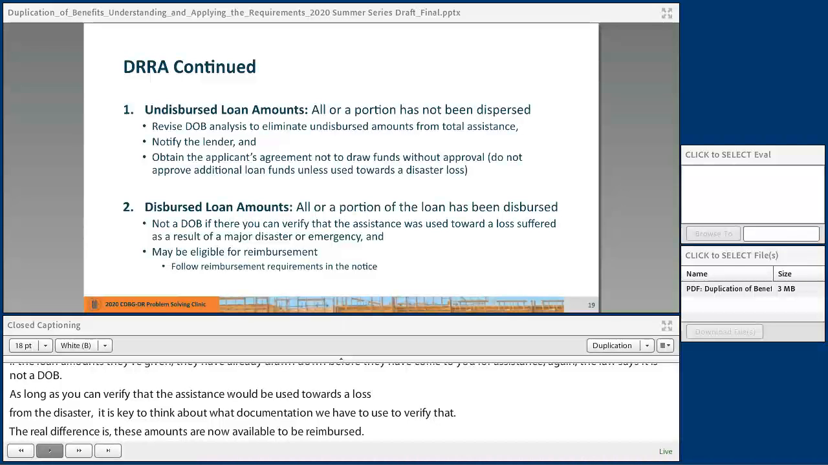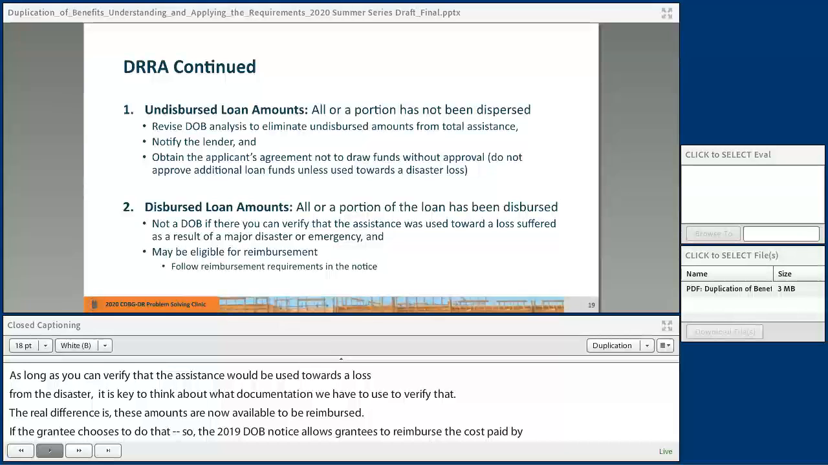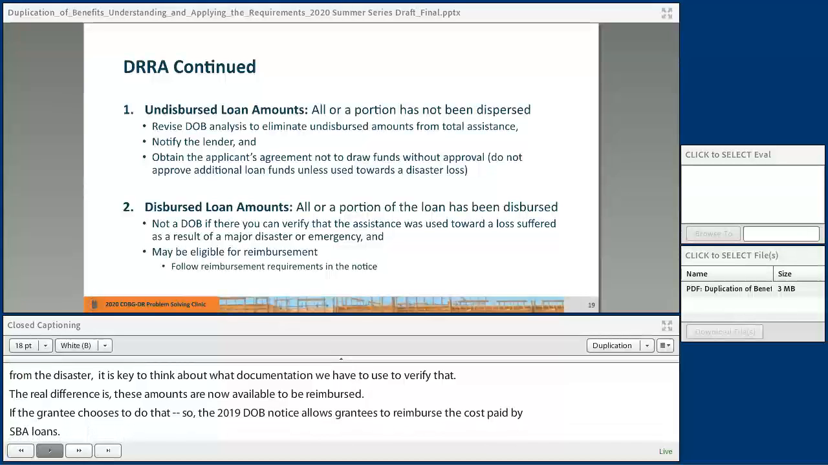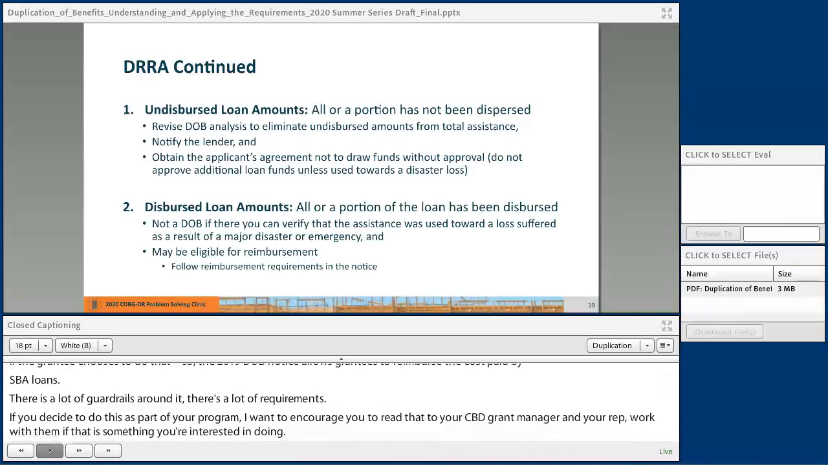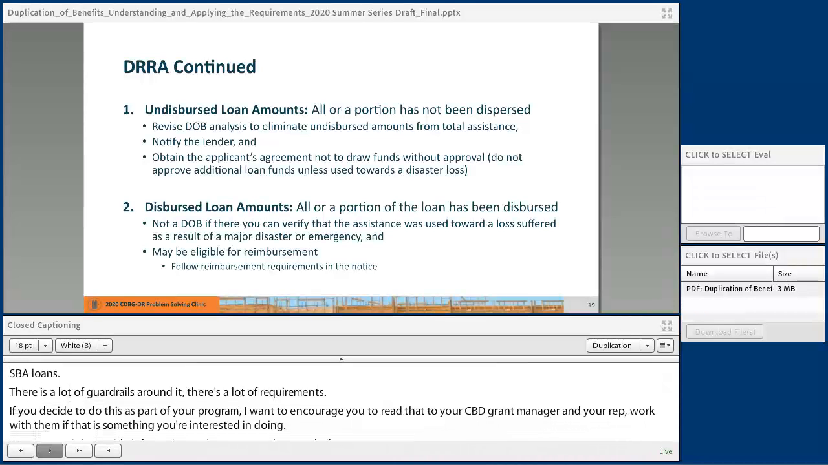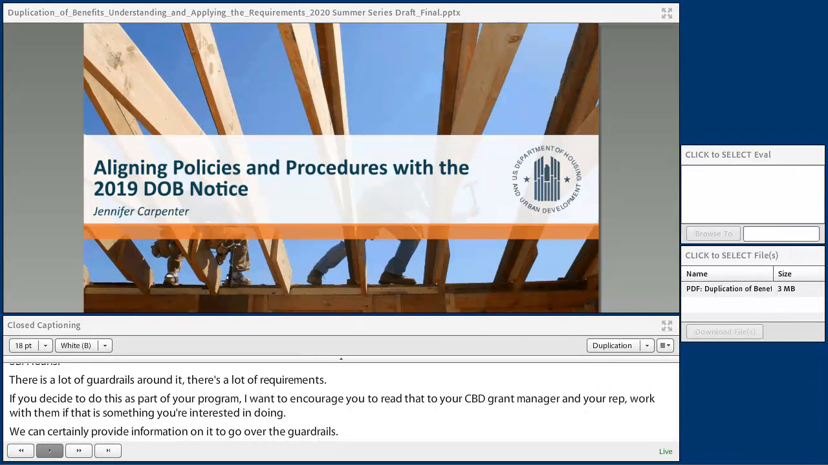There's a lot of guardrails around it. There's a lot of requirements if you decide to do this as part of your program. So I want to just encourage you to really reach out to your CBD grant manager, your CBD rep, and work with them on this if this is something that you're interested in doing. We can certainly provide TA on it to go over those guardrails in the notice. But that's really what the dispersed loan amount under DRRA allows folks to do. That's different and very new for us.